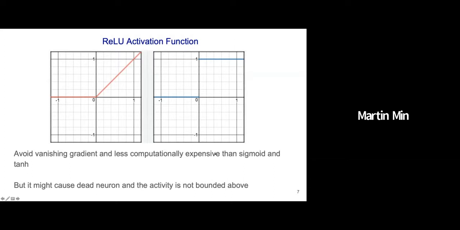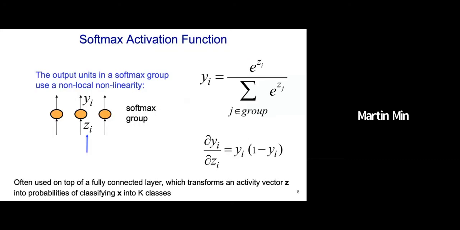For example, they can cause dead neurons, or the activity of the output unit is not bounded. We will talk about it later. And people have come up with some other ideas to fix these issues.